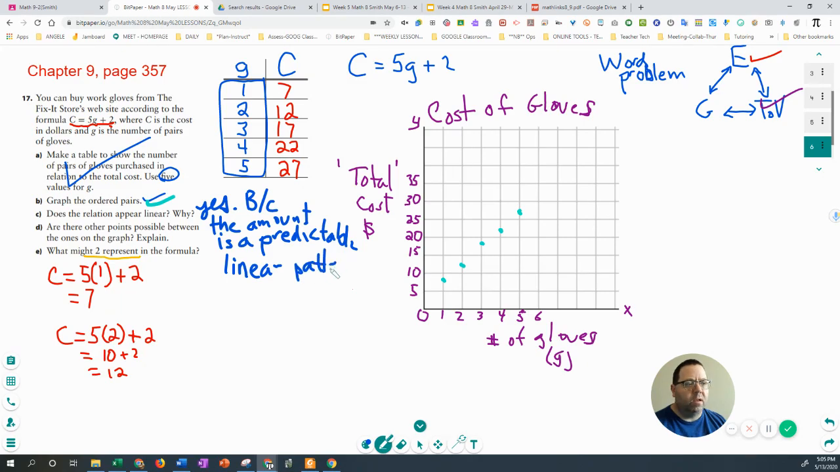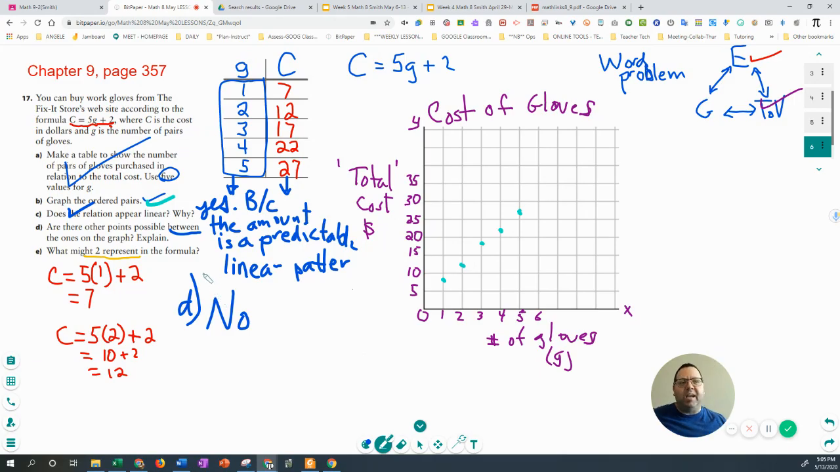In other words, if you were to extend this table, could you predict the pattern? Is it predictable in a straight line? Yeah. The next one's going to be 32. Look, these are all 7s and 2s. So 32, 37, 42, 47. It's linear. Does the relation appear linear? Yeah. It's going up in a linear pattern. Are there any points possible between the ones? Okay? So the answer for D is no.